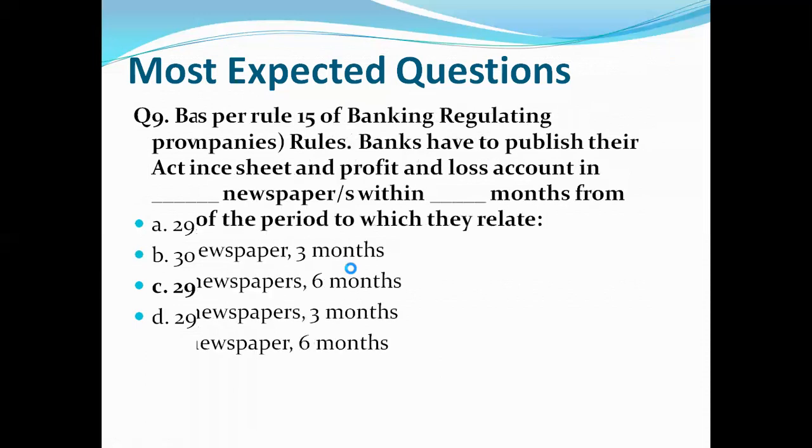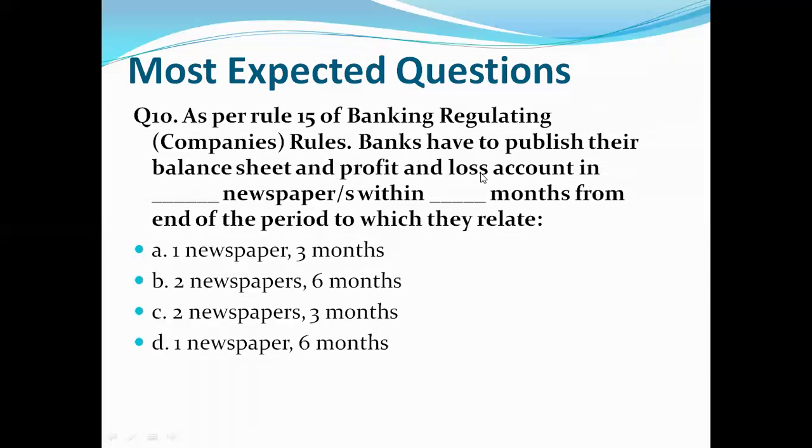Let's move to question number 10. As per rule 15 of the Banking Regulation Companies Rules, banks have to publish their balance sheet and profit and loss account in dash newspaper within dash months from the end of the period to which they relate. So banking companies have to publish their balance sheet and profit and loss account in newspapers. How many newspapers and within how many months? Our options are 1 newspaper 3 months, 2 newspapers 6 months, 2 newspapers 3 months, 1 newspaper 6 months.